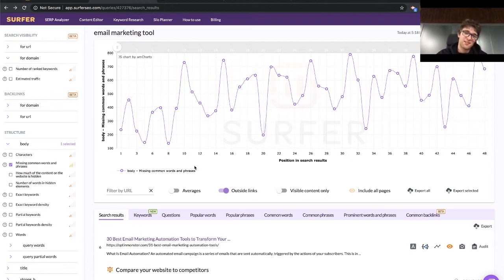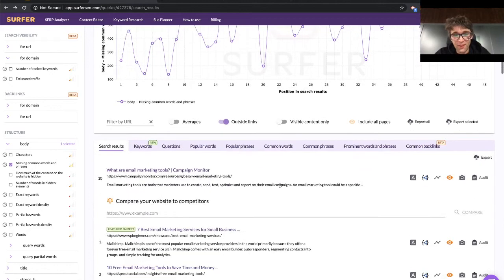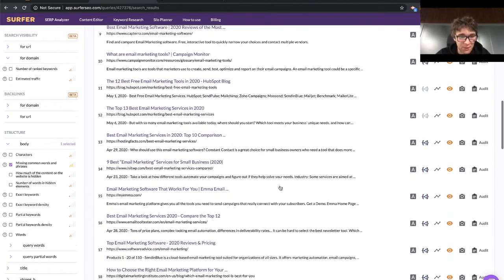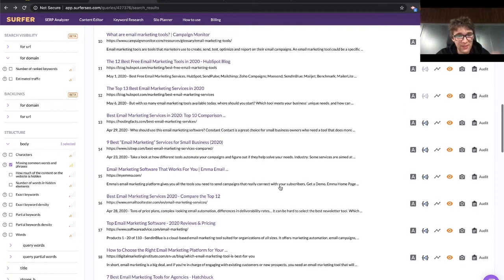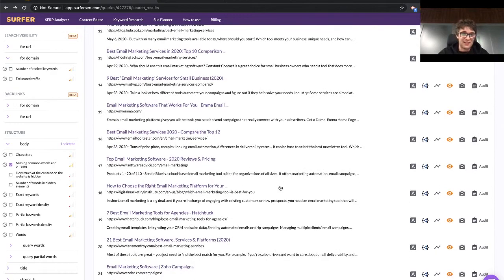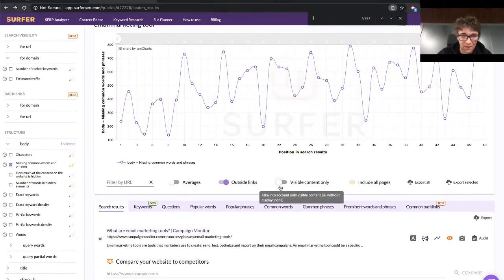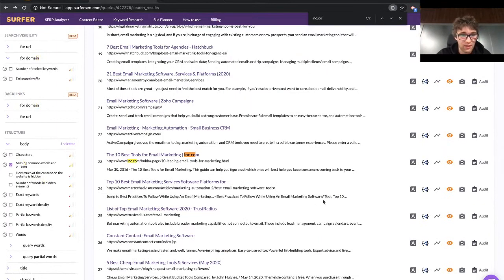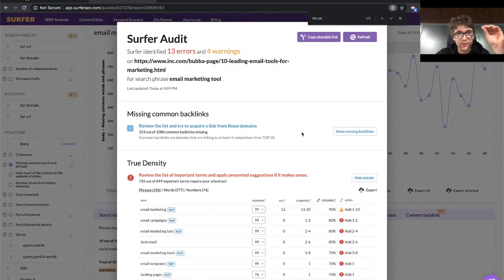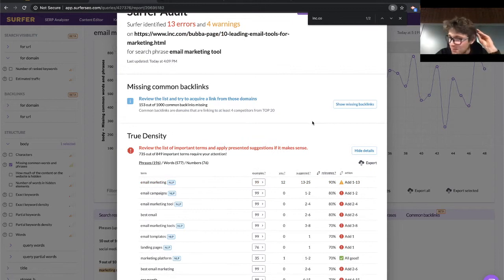Another issue, missing common words and phrases. So we are ranking 16, missing almost 400 of those, while the best competitors are on a much better level. They are missing almost nothing. So this article is missing relevancy for the topic, and still ranking so high that it really confused me how Google could rank it that high while it's missing so much. Let me find it again. Yeah, oh, even 23. I don't know why I was saying 16, but it doesn't really matter. Ranking 23, right? And missing so many things.